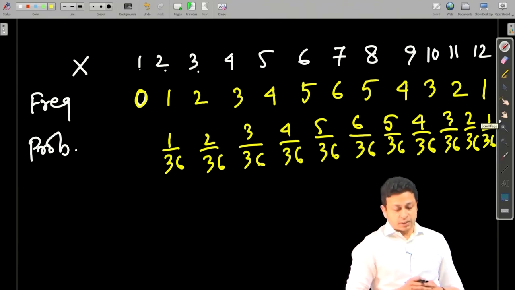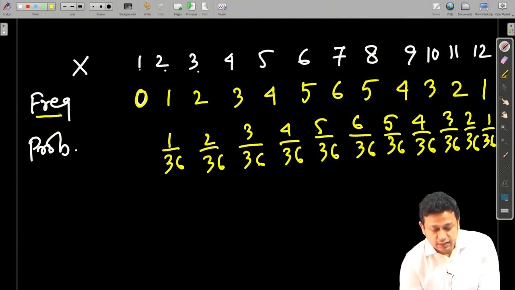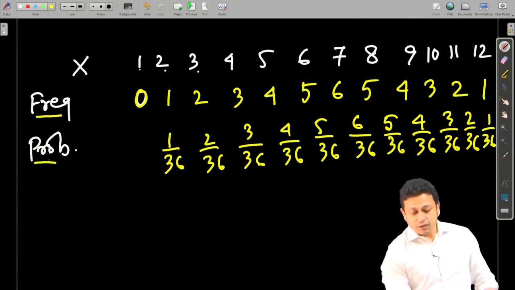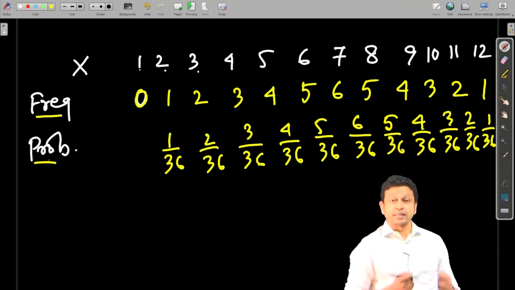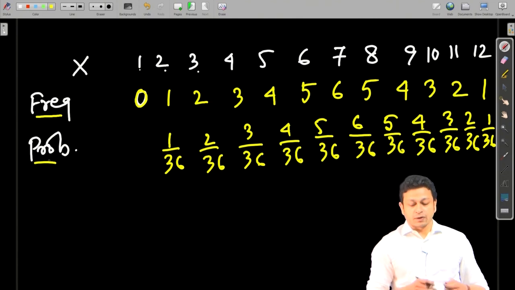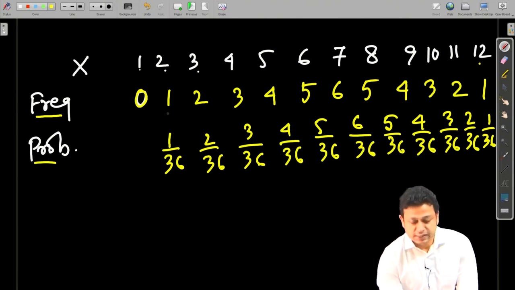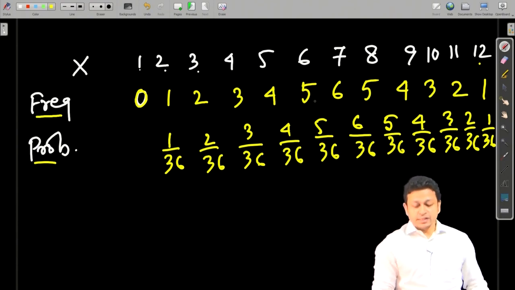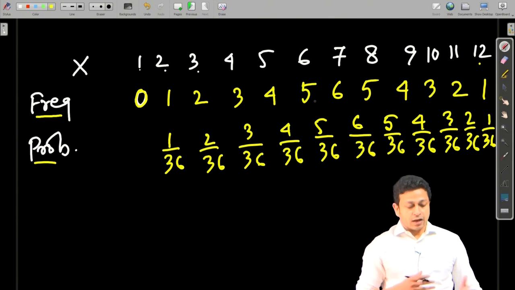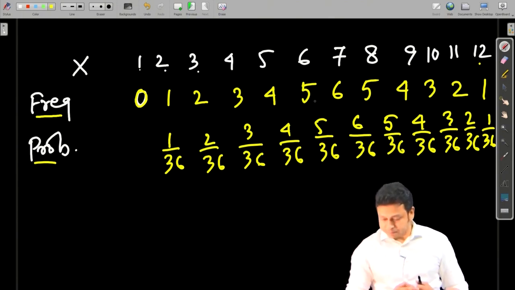The reason we did this exercise is to give you an idea about what a frequency distribution or a probability distribution is. For all these outcomes we ran an experiment where we threw 2 dice. We know all these possible outcomes, we got their frequencies, and we also calculated the probability distribution.